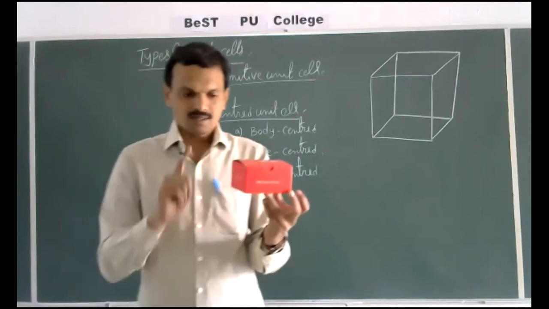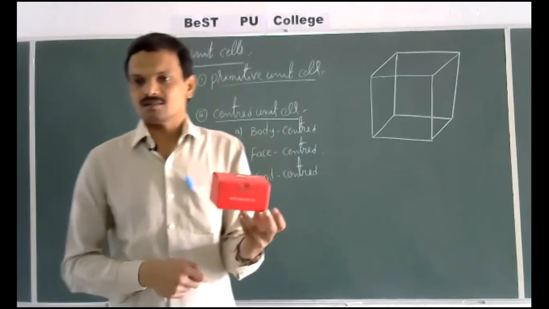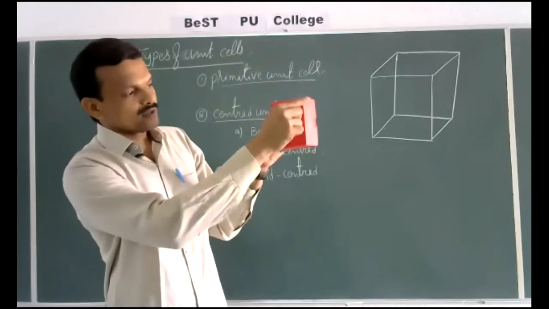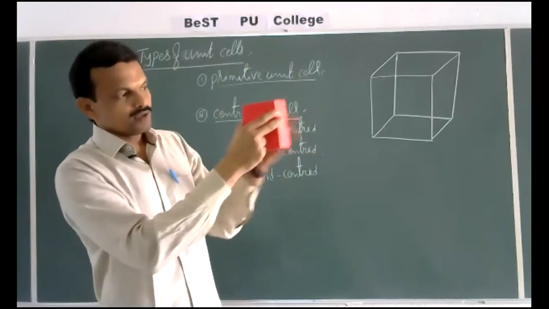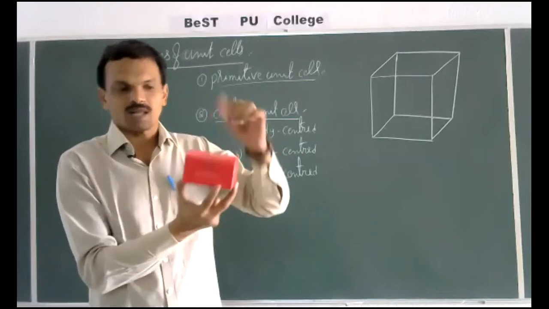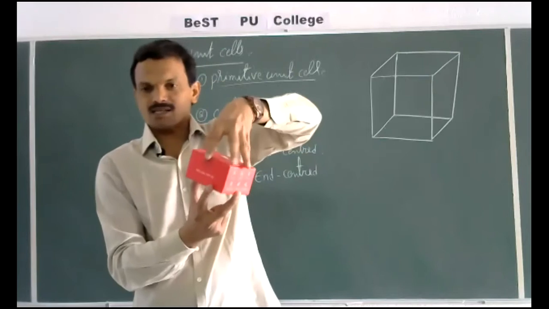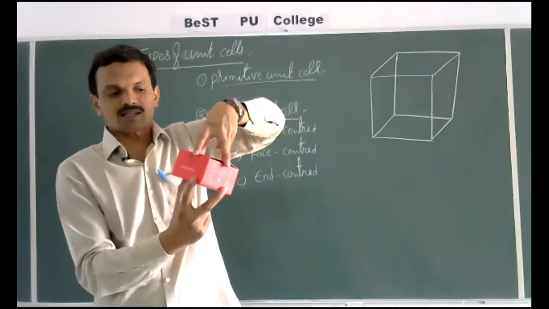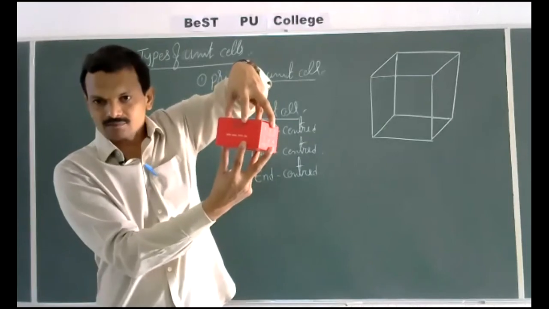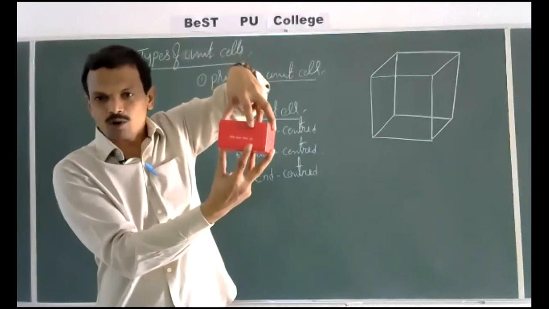6 faces, 8 corners. And how many edges are there? See here, at the bottom, what is the shape here? Square. 1, 2, 3, 4. So in this square, there are 4 edges at the bottom. Similarly, at the top also there are 4 edges. 4 edges at the bottom and 4 edges at the top like this. What I hold with my fingers here, see, 4, 4, total 8. 4 edges at the top and 4 edges at the bottom.